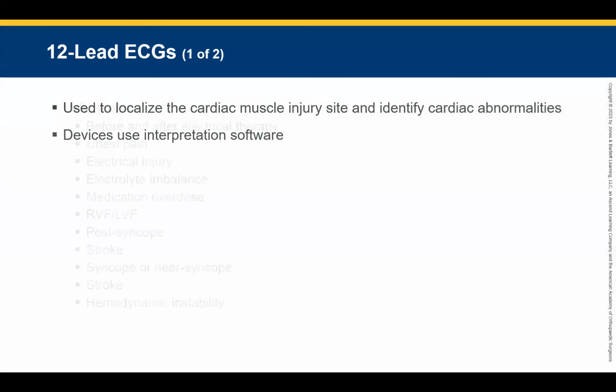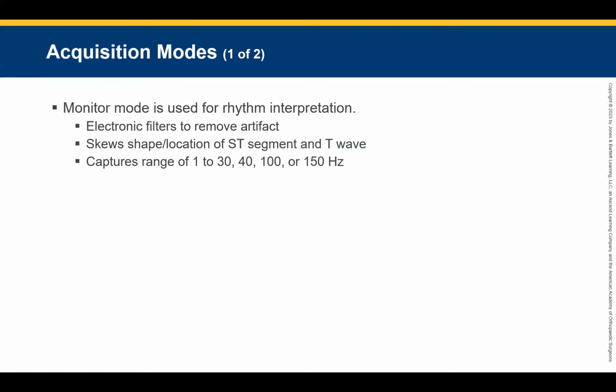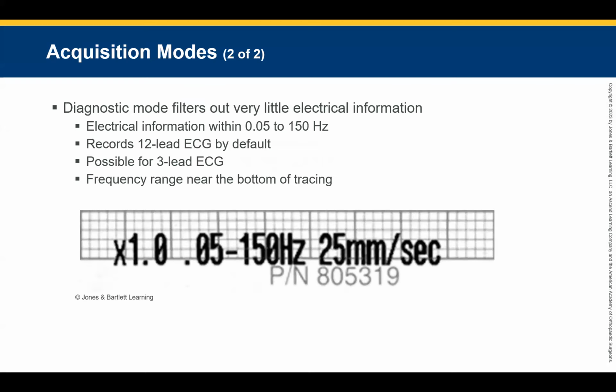Okay, so we use 12 leads to identify muscle injury and cardiac abnormalities, big words. When do we do 12 leads? We've already talked about that. We do 12 leads all the time. We're doing a 3 lead on any sick patient, any syncopal episodes, any breathing problems, any abdominal pain, chest pain, jaw pain, we're going to do 12 leads.